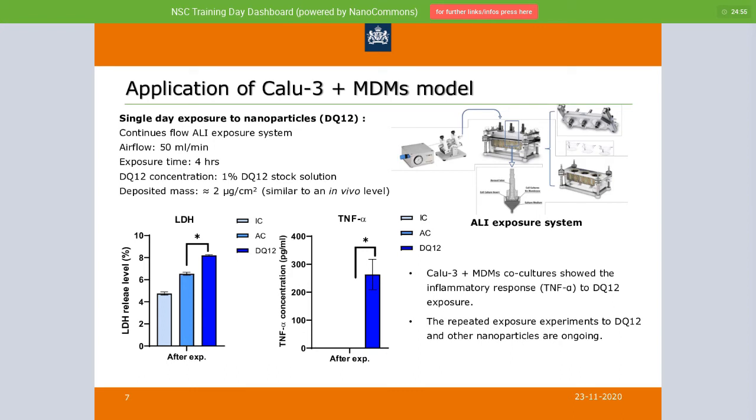So here is the information on the parameters. After exposure, we found the Calu-3 plus MDM co-culture showed cytotoxicity and inflammatory responses to DQ12 exposure. But in our parallel experiment, cytotoxicity and inflammatory responses were not induced in Calu-3 monoculture by DQ12, and the repeated exposure experiments to DQ12 and other nanoparticles are still ongoing.